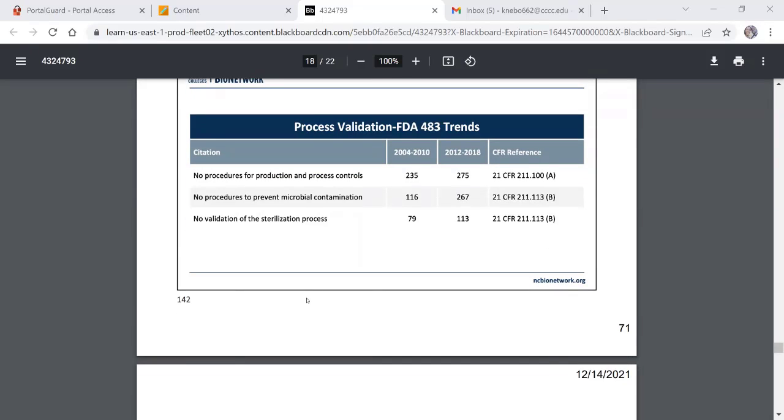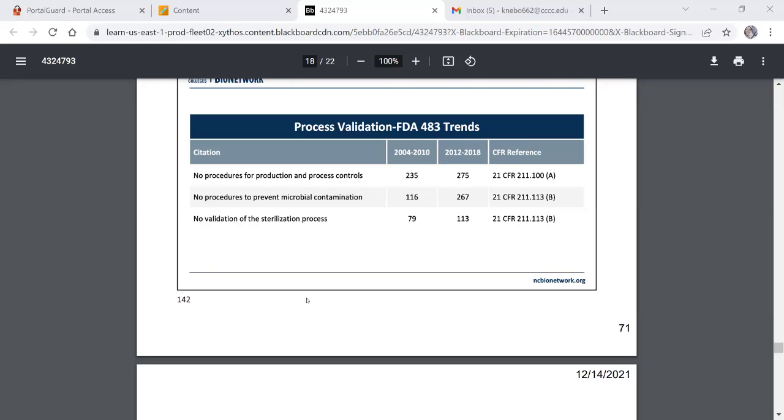So, process validation FDA 483 trends. This gives us an example of a citation and the number of violations. The first citation is no procedures for production and process controls. From 2004 to 2010, that's 235. Then from 2012 to 2018, 275. So it's going up. No procedures to prevent microbial contamination goes from 116 to 267. And then no validation of sterilization process goes from 79 to 113.